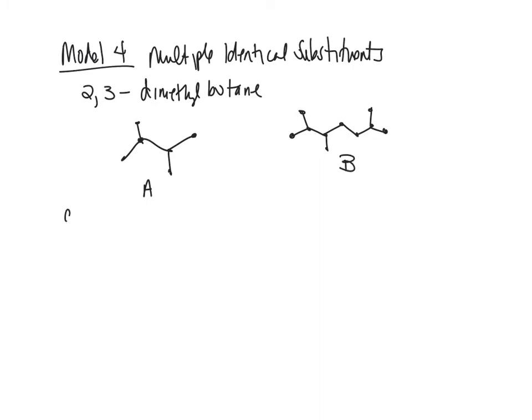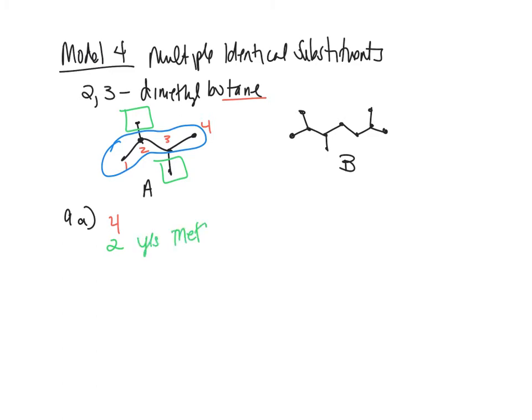All right, so 9A, for compound A and model A, how many carbons are in the parent chain? So 1, 2, 3, 4. Four. Circle the parent on structure A. Okay, so we did that. How many substituents are there in compound A? We have 2. Are the substituents identical? Yes, they're both methyl. So you have a methyl and a methyl, a 2-methyl and a 3-methyl.